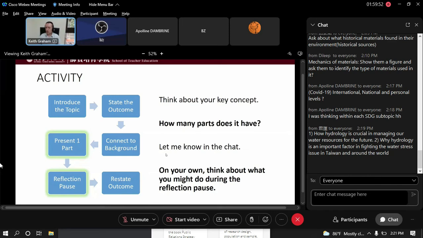Okay. To make sure that we have enough time, I'm going to go ahead and move on. But I hope that all of you have at least taken some time to think about your topic and how you can cut it into parts. And I want to emphasize one more time that the smaller the part, the easier it is for our students to be able to understand it.